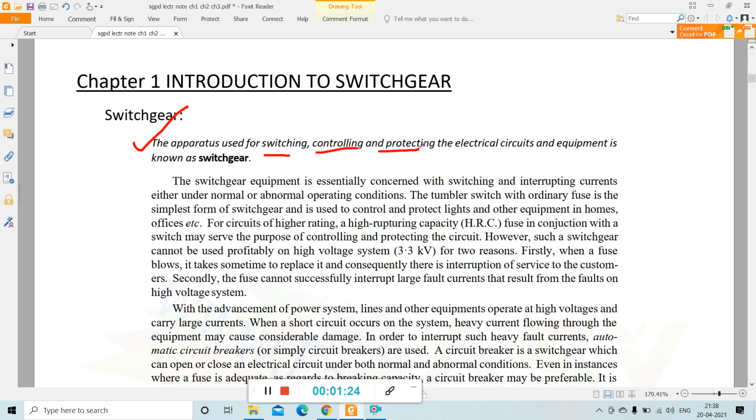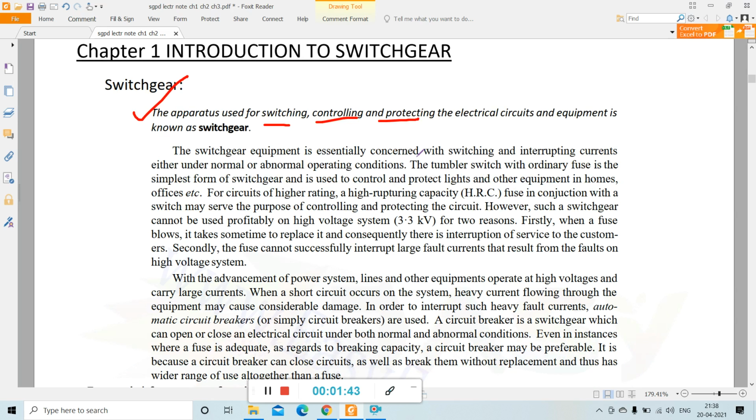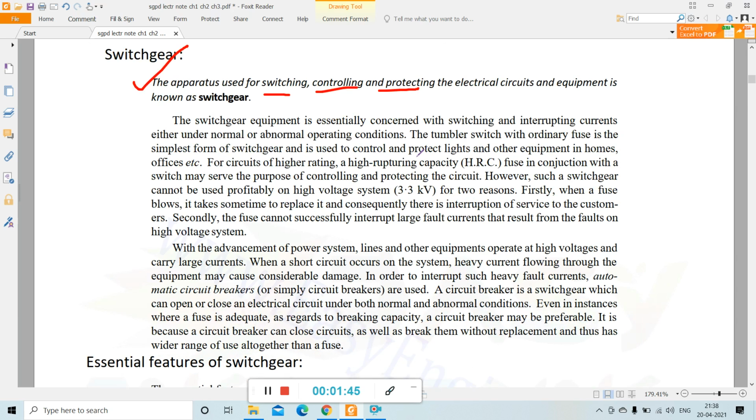Switchgear is particularly an apparatus which is used for switching, controlling and protecting. Switching means we can turn on and turn off the circuit, we can control the circuit, we can protect the circuit during the fault condition. The switching equipment is essentially concerned with switching and interrupting current either under normal or abnormal operating condition.